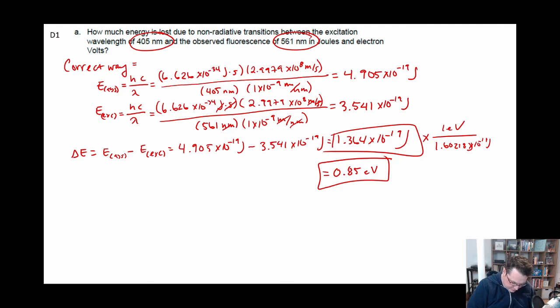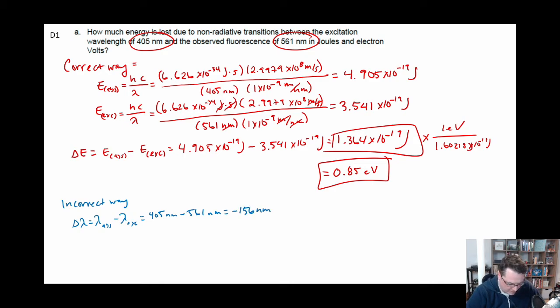The incorrect way to do it, and I'm just going to change color real quick, is first to calculate the difference in lambda. So you have the lambda of absorption minus the lambda of excitation. So that gives you 405 nanometers minus 561 nanometers, which comes out to negative 156 nanometers, right?